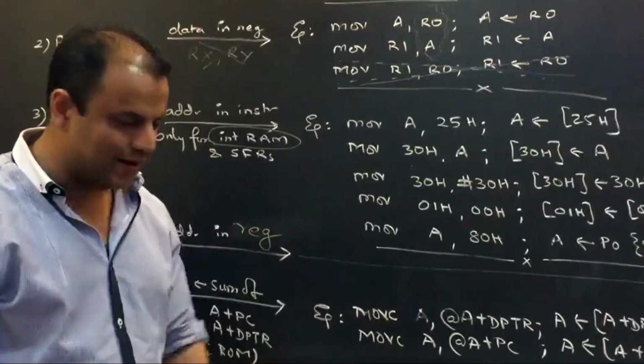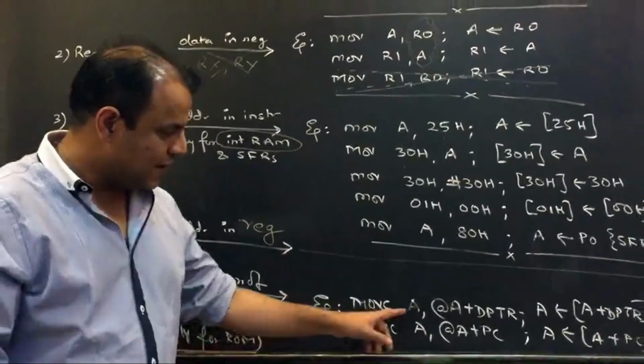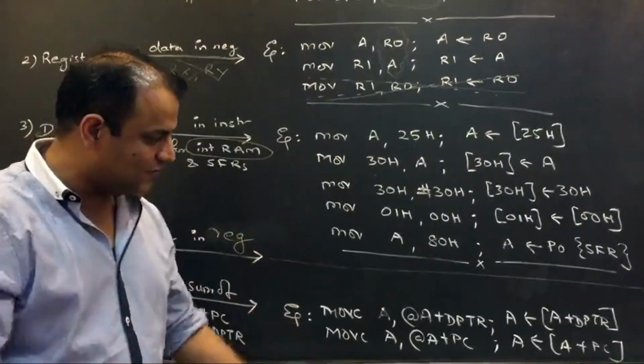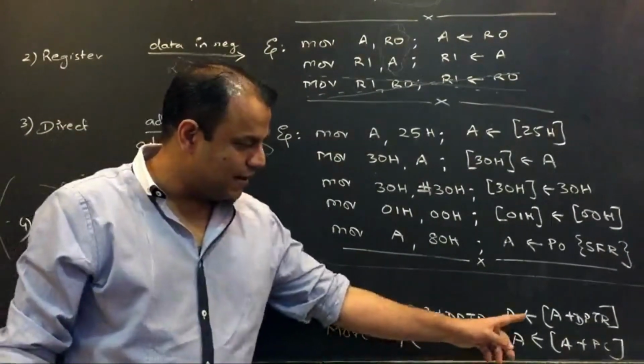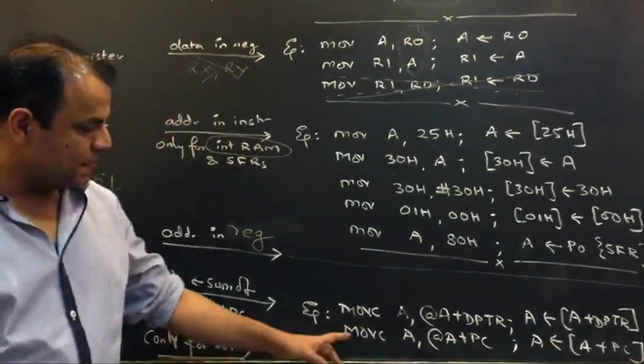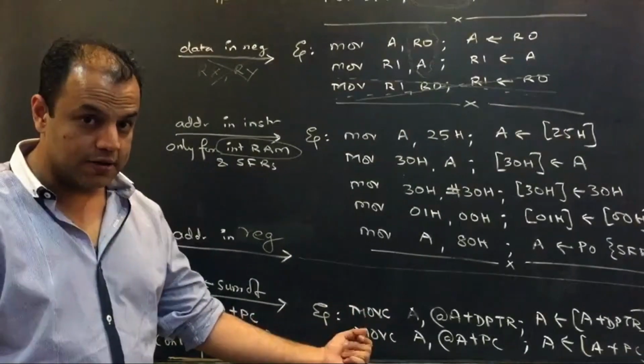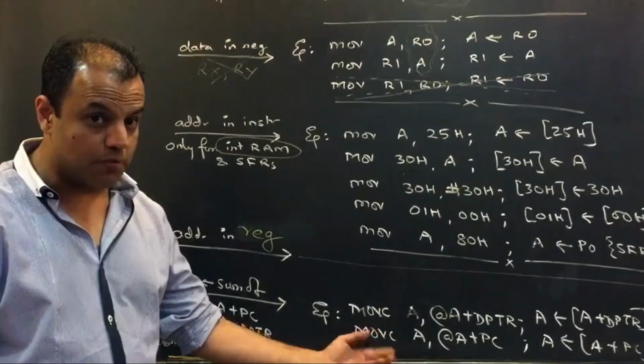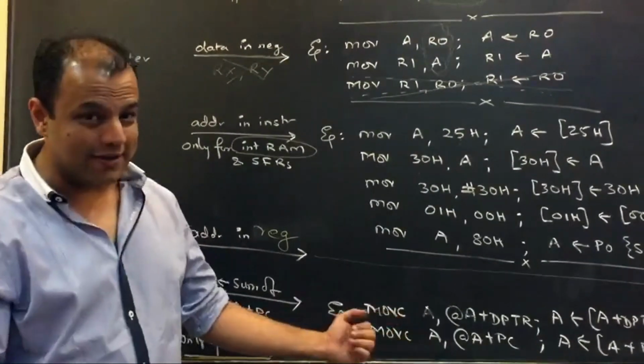Since you've written @, that means it becomes an address. A gets the data from the address given by A plus DPTR. A gets the data from the location pointed by A plus DPTR. Another example, MOVC. Don't put a reverse example over here, okay? The reverse won't work because it's wrong. You cannot write into ROM. You can only read from ROM.